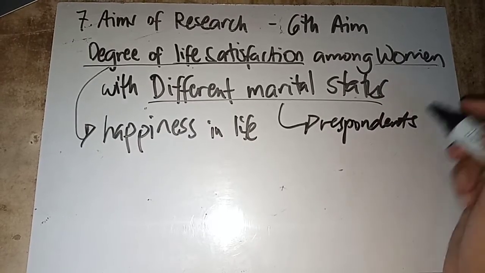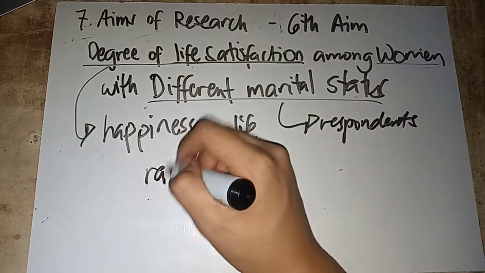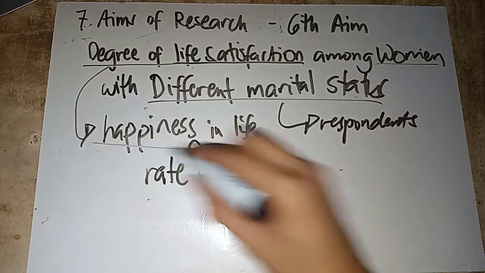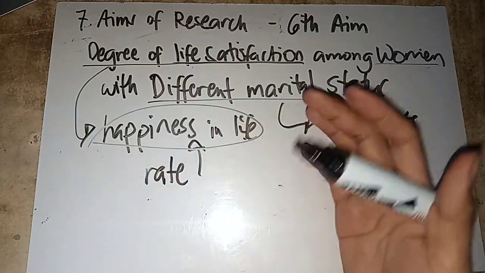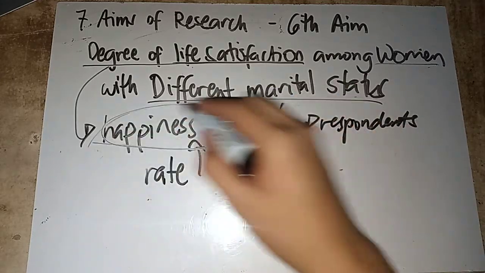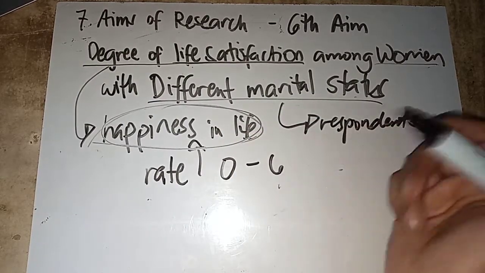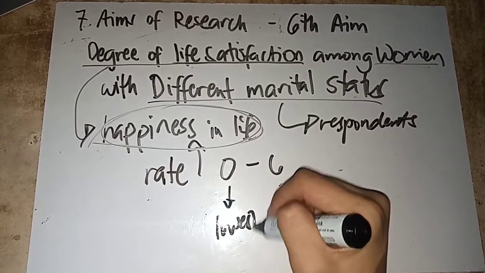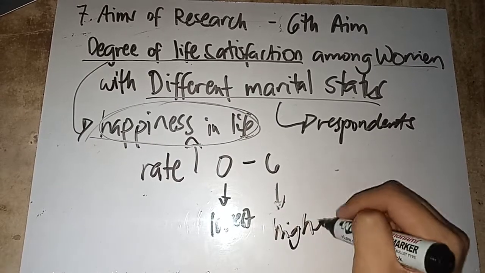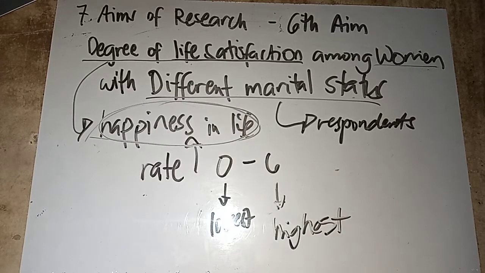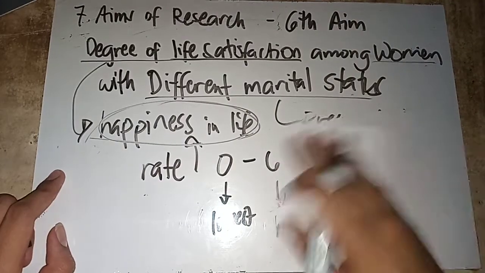Now, the respondents, you ask your respondents to rate their happiness or the degree of life satisfaction in life so that you can have a quantitative analysis, okay. So you ask them to rate their degree of life satisfaction from 0 to 6, okay, with 0 being the lowest and 6 being the highest. Okay? So, try to remember this concept. So, we can proceed to the next.